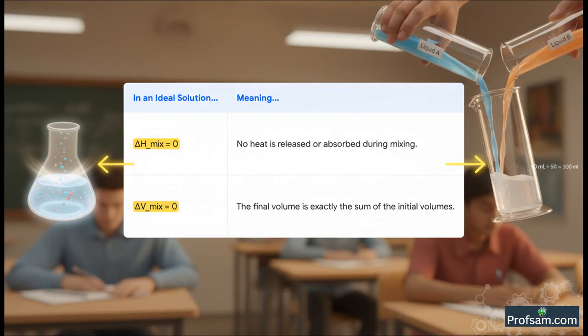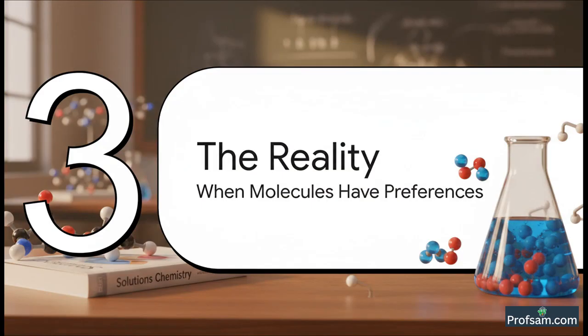First, the enthalpy of mixing, which we write as delta H mix, is 0. This simply means that no heat is released or absorbed during the mixing process. The temperature does not change. Second, the volume of mixing, delta V mix, is also 0. This means the final volume is exactly the sum of the initial volumes. 50 milliliters plus 50 milliliters will give you exactly 100 milliliters. So, that is the ideal case.